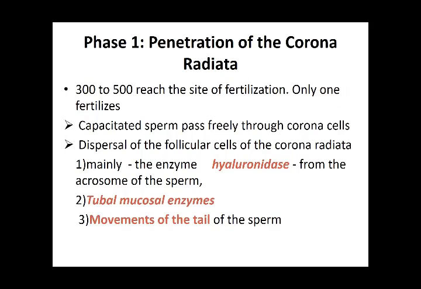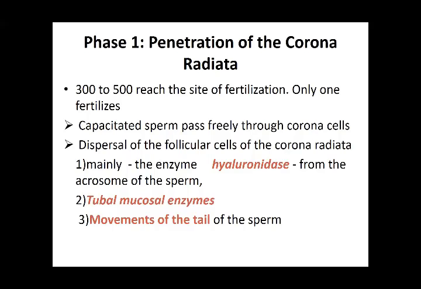Phase 1, penetration of the corona radiata. About 300 to 500 sperm reach the site of fertilization. Only one is going to fertilize. Capacitated sperm pass freely through the corona cells. Dispersal of the follicular cells, or the corona radiata cells, is mainly by the enzyme hyaluronidase from the acrosome of the sperm. This is dispersed by the enzyme hyaluronidase from the acrosome, which we destabilized in the capacitation process.